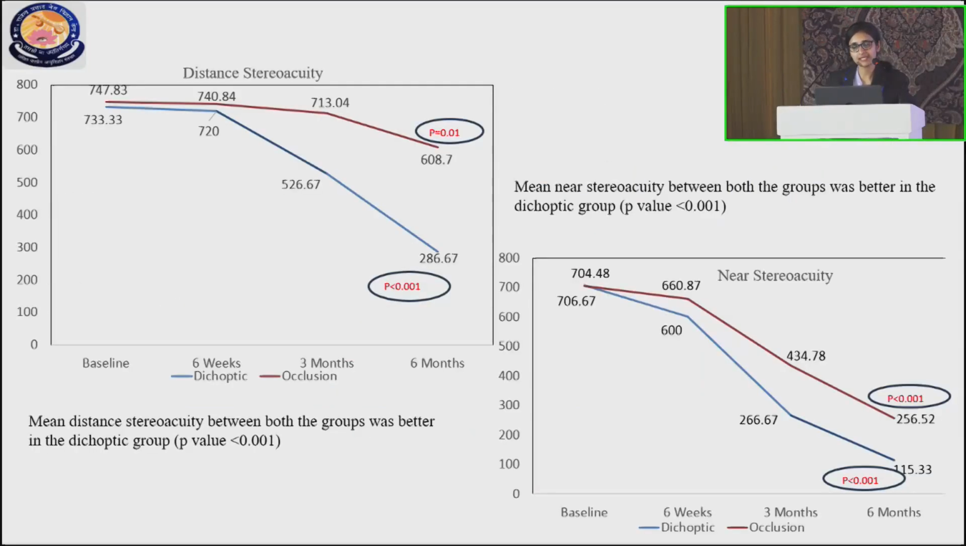Distance stereo acuity and near stereo acuity both improved in both the groups, but intergroup it was better in the dioptic group with a significant p-value, as you can all see in the graphs.